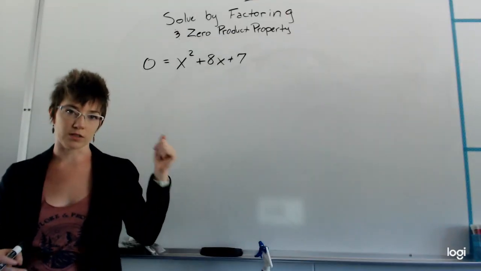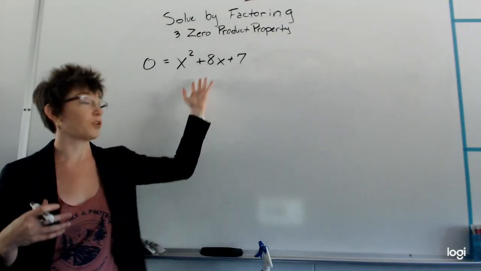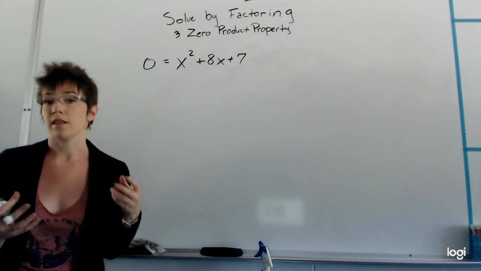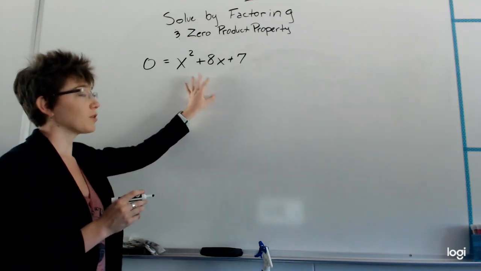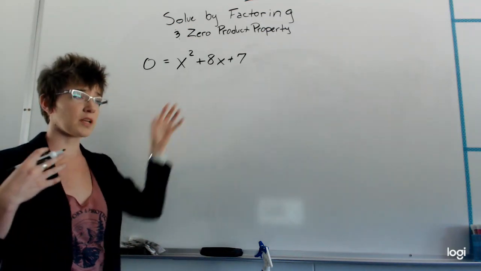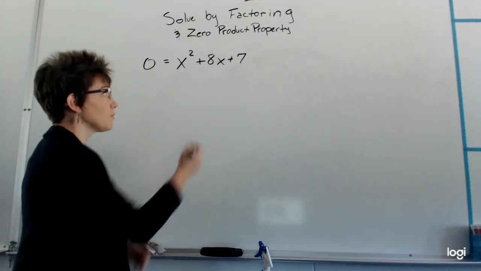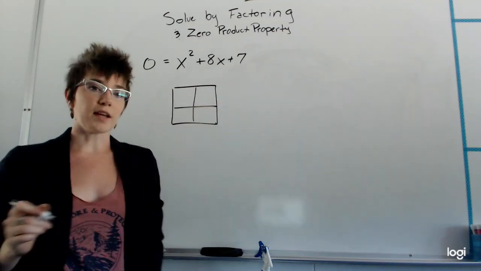X-intercepts can also be called solutions or roots on a graph, but it's essentially wherever your quadratic or function or whatever it is equals 0, and so you're finding the x-intercept, root, or solution. Okay, so before we begin, I want to refresh and review these concepts using a box and diamond method of factoring. And so your first step is always going to look something like setting up a box like this.